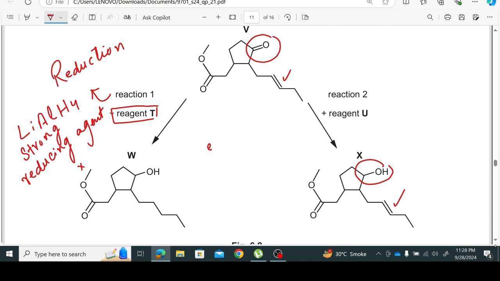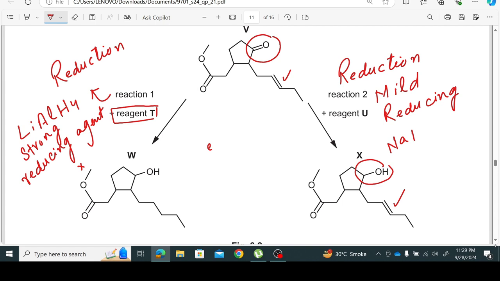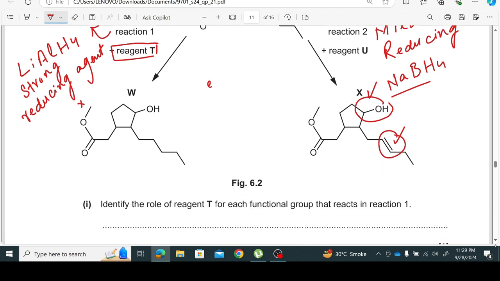According to your syllabus, it is also a reduction, but we will use a mild reducing agent, and that is sodium borohydride, NaBH4. So it is selectivity. You want to reduce it, but you want to save the other one. So then you will use sodium borohydride.